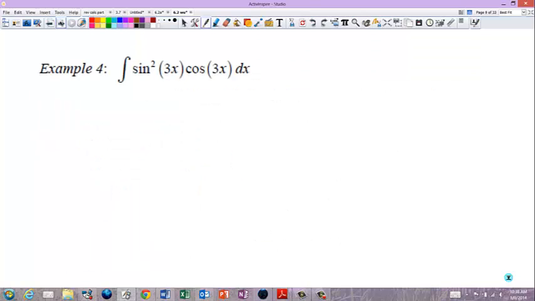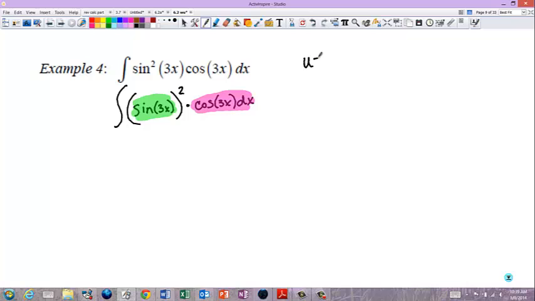Example 4, which is right beside it on your paper. I need to rewrite this. Can I write this as sine of 3x squared times cosine of 3x? Do you see that you have an inside function and an outside function? Well, you need to ask yourself the question, is the outside function a form of the derivative of the inside function?